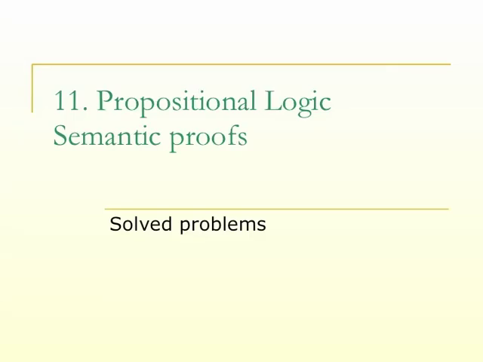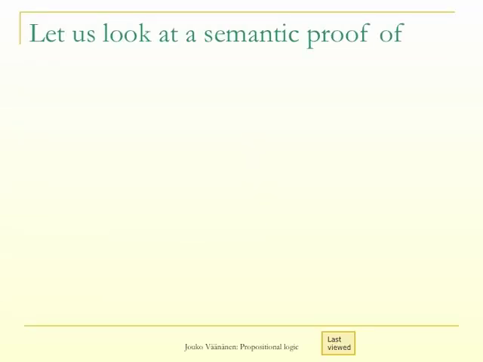Solved problems. Let us look at the semantic proof of ¬(A ∧ B) → (¬A ∨ ¬B). This is an example of the so-called De Morgan law.